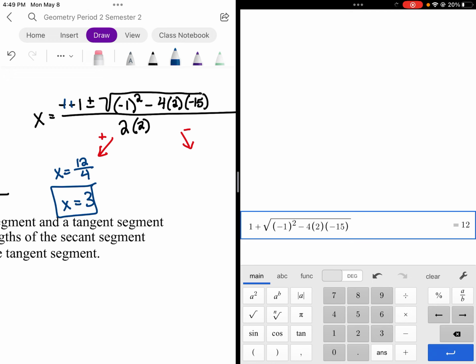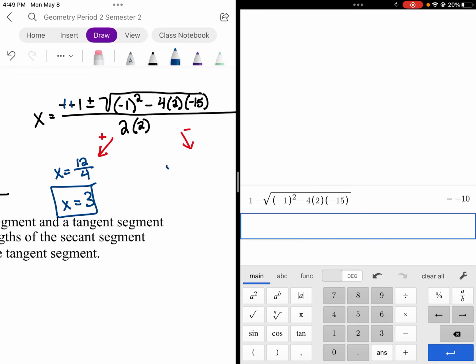And then we're going to do the same thing, except we're going to subtract the square root instead of adding it. And that one gives us negative 10 over 4. And you can give your answer as a decimal or a simplified fraction. So this one would be negative 5 over 2 as a fraction.